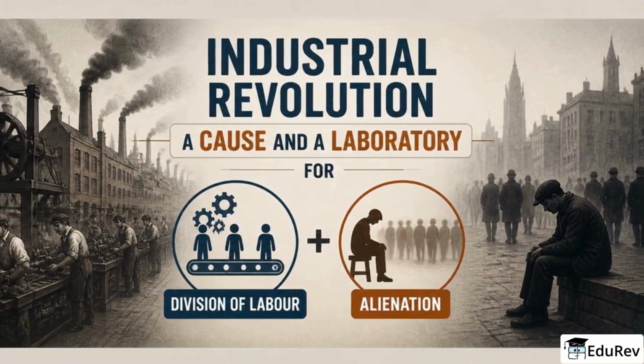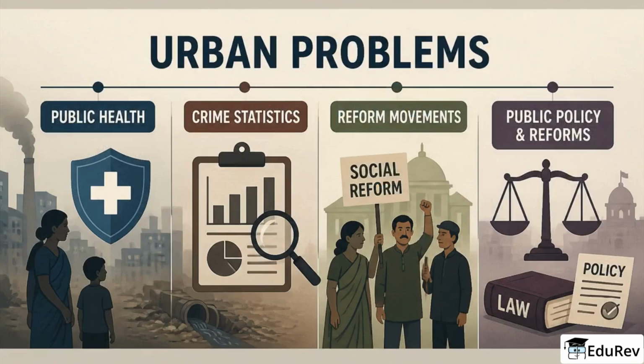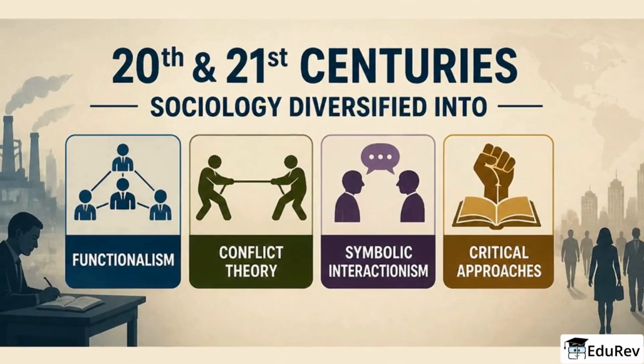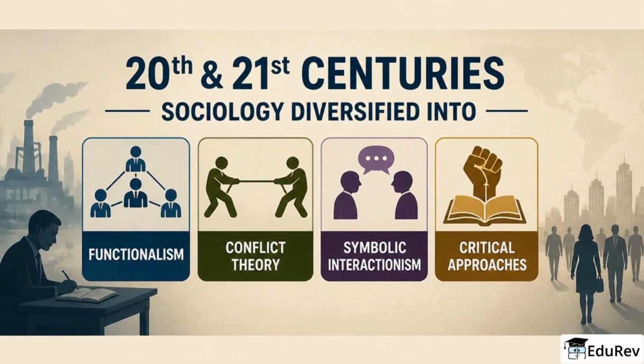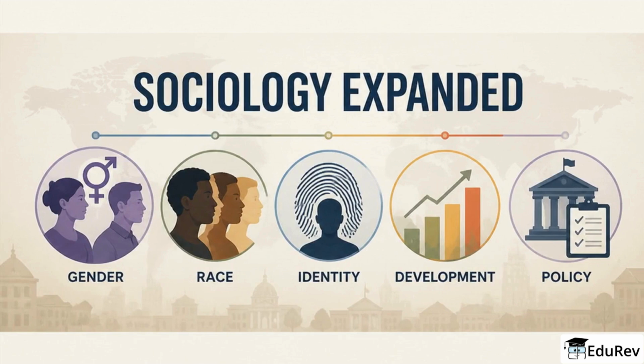Remember that the Industrial Revolution was both a cause and a laboratory for sociological concepts like division of labor and alienation. Urban problems pushed social investigation into public health, crime statistics, and reform movements, which appear in many syllabus topics. Over the 20th and 21st centuries, sociology diversified into functionalism, conflict theory, symbolic interactionism, and many critical approaches. These schools expanded the discipline to study gender, race, identity, development, and policy applications.